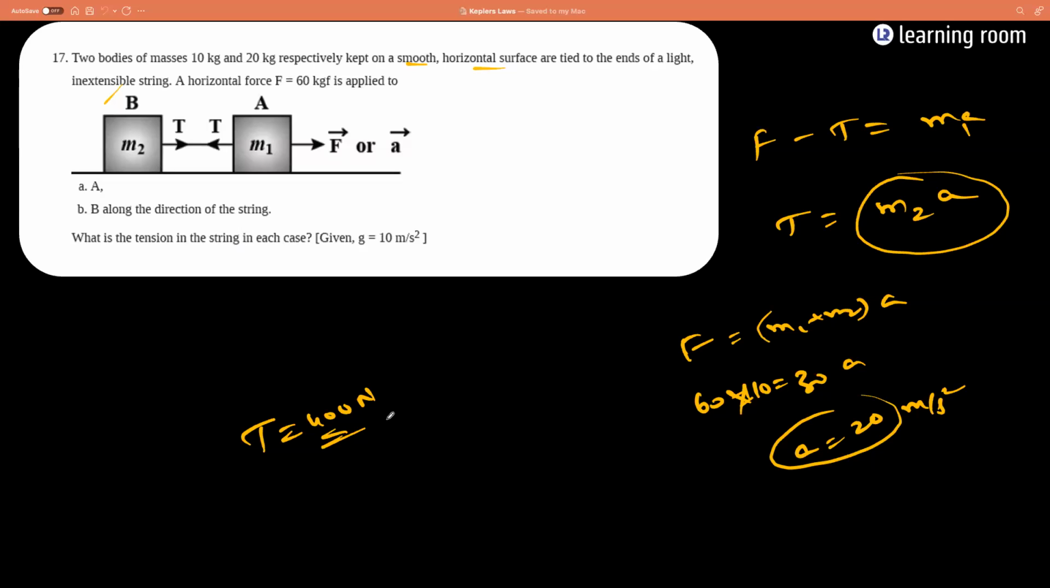Acceleration, you need not actually do it. Acceleration is still the same. When two objects are tied with the help of a string, acceleration is always force applied divided by the sum of all the masses. So acceleration is still 2. But this 2 is getting applied on which mass this time? 10. So 2 into 10, that's the answer. 20 newton is the answer. So if this force was applied on M1, then the tension in the string would have been 40 newton. If the same force was applied on M2, the tension would have been 20 newton.